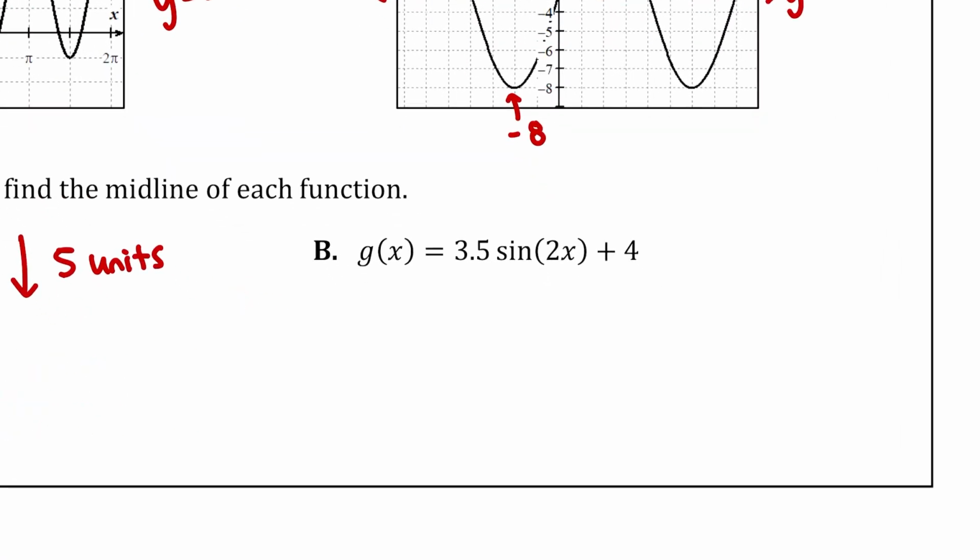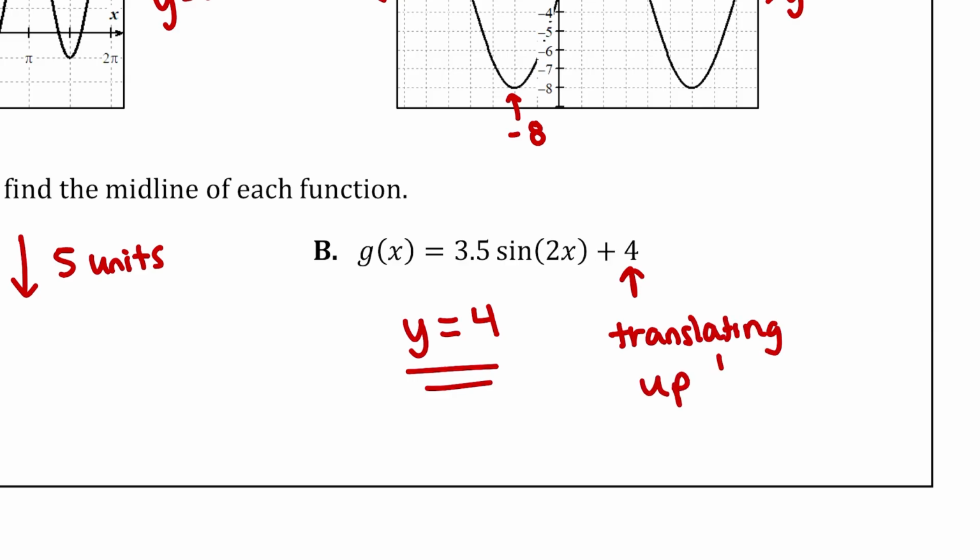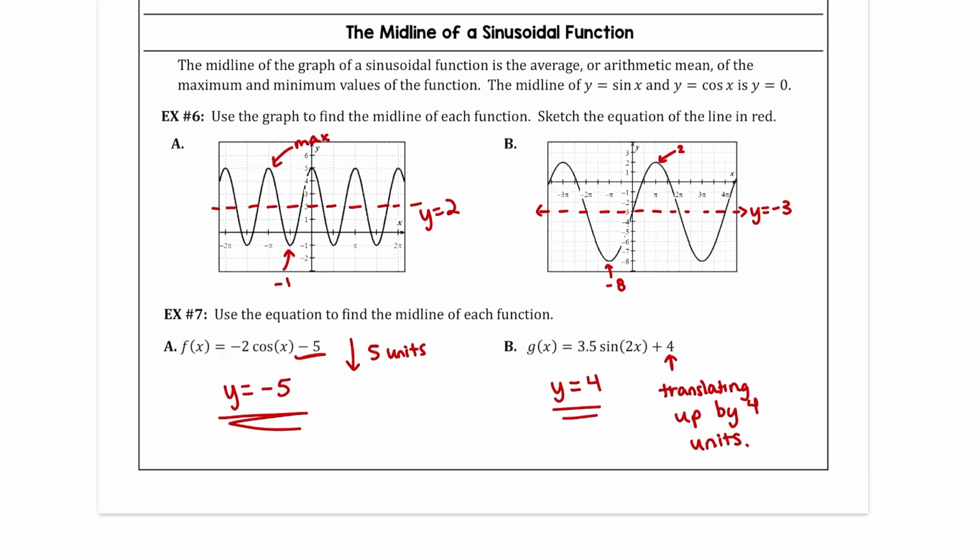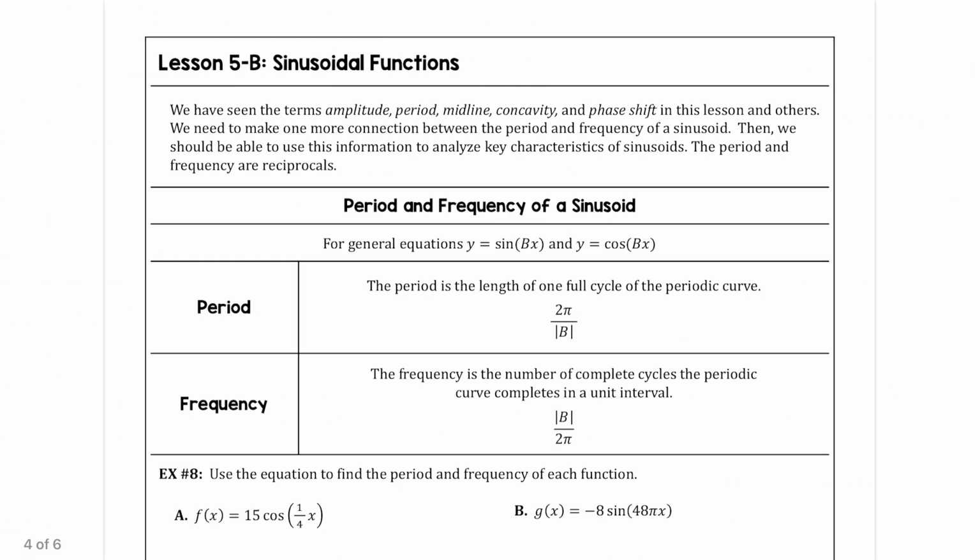So for example B, if it says +4 at the end, instead of going down like the last time, we're going up. So our midline is going to be y equals 4. And that's just because we are translating up by 4 units. Okay, and I'll move on.